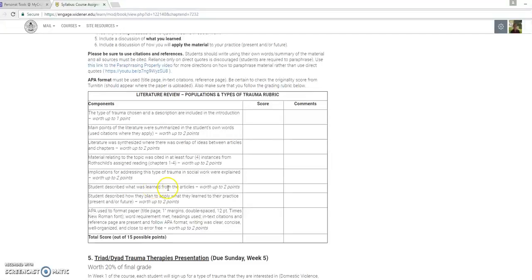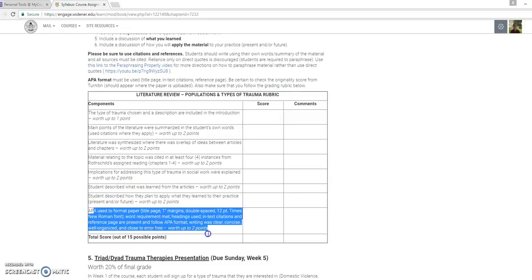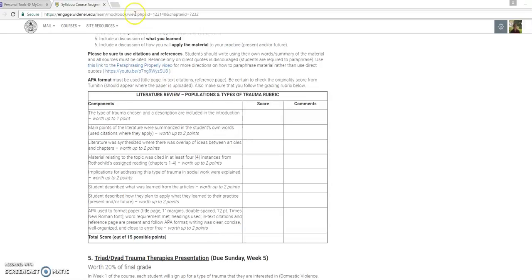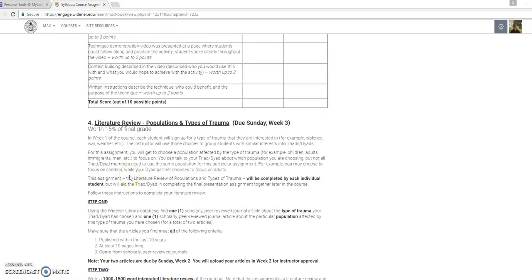Students described what was learned from the articles. So did you learn that a returning veteran's memory is impacted, and what are some of the ways that we could work around it? What is something new that you learned from these articles? Also, how do you plan to apply this into your practice, present and or future? And then again, this APA style formatting is absolutely key. The Lit Review assignment is worth 15% of your final grade.